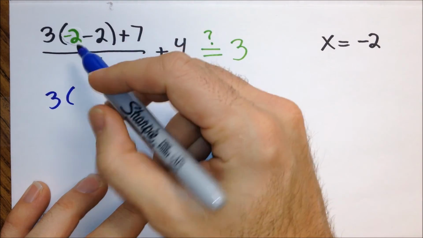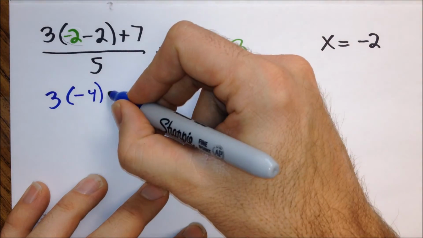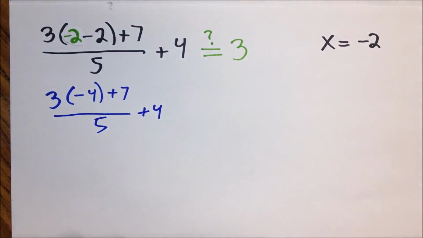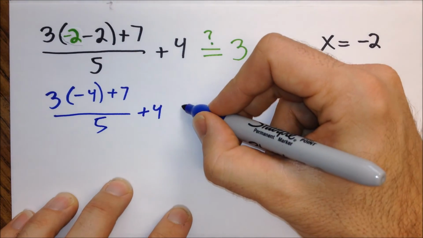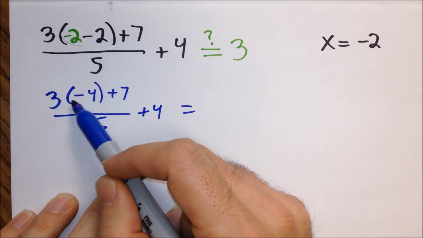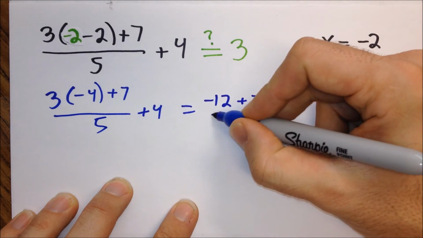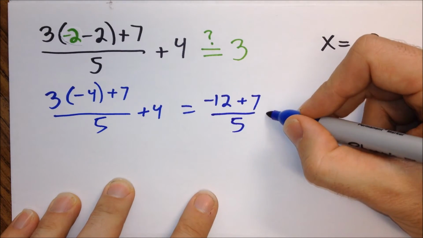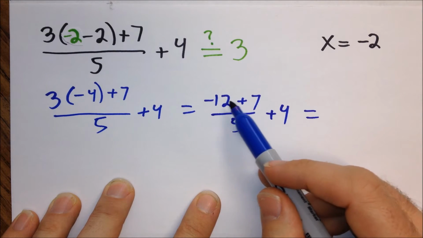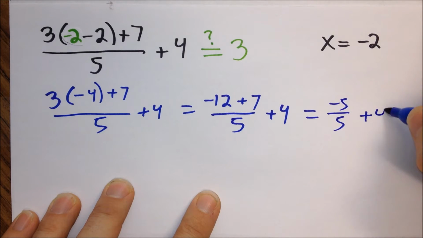So this gives us 3. Notice I have negative 2, and negative 2 gives us negative 4 plus 7 over 5 plus 4. Now if I take this piece, I'm going to put my 3 and my negative 4 together next, and that'll give us a negative 12 plus 7 divided by 5 plus 4. Now, my negative 12 plus 7 gives me negative 5 over 5 plus 4.